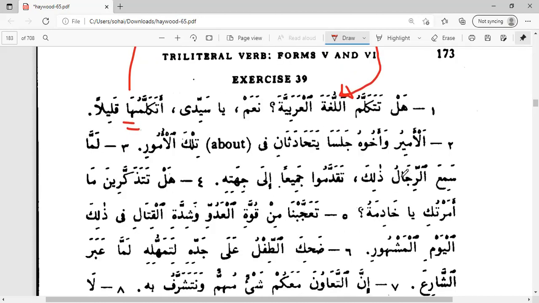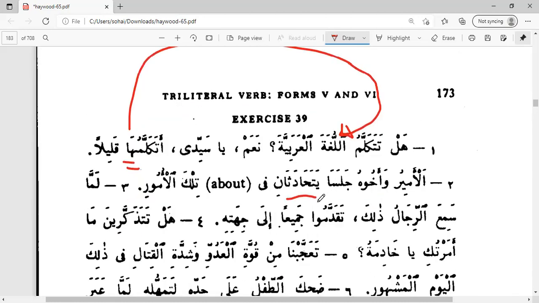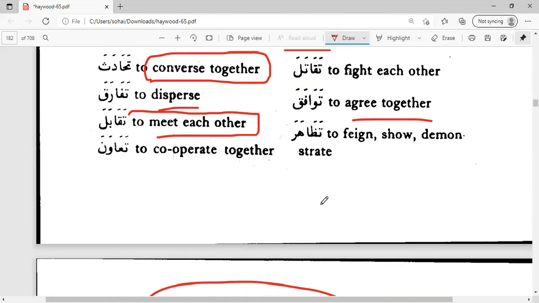قليلا, a little. الأمير والأخوه جلسا يتحادثان في تلك الأمور. You want to do that? The prince and his brother were sitting. Jalasa, jalsa means to sit as well. Yes, jalasa, sitting. Then yatahadasani, tahadasa, we said, means to have a conversation together. The prince and his brother sat and had a conversation.